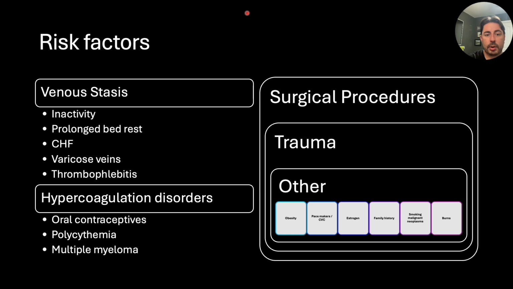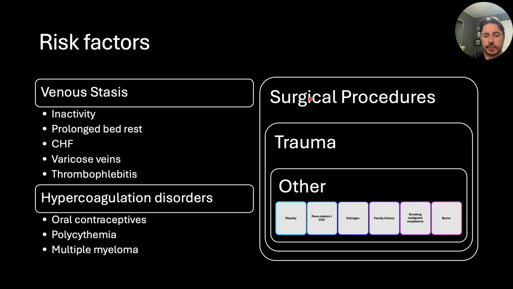It could be something from prolonged sitting. So when you go on a long trip in a car or an airplane or even on a train, when you're in that sitting position, you're slowing blood flow down in the lower extremity, so it can cause an increased risk factor there. Congestive heart failure, patients that have varicose veins or thrombophlebitis, those are all different causes or increased risks that are associated with pulmonary embolism.